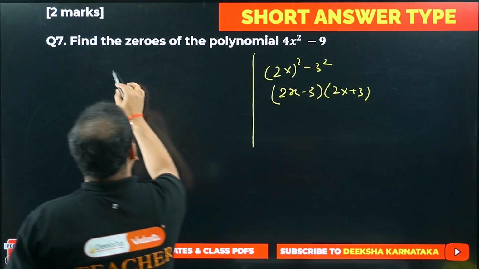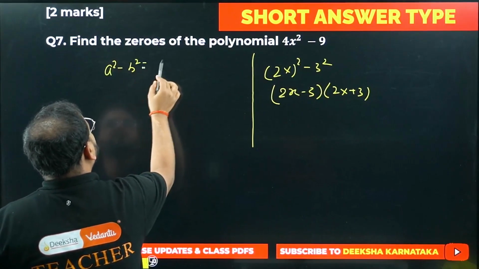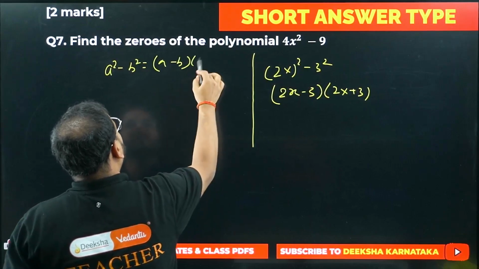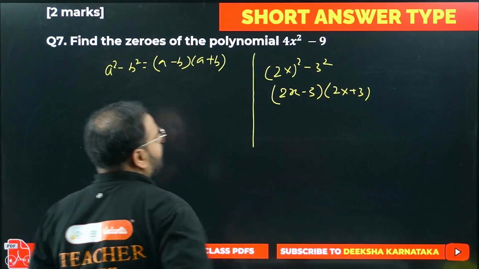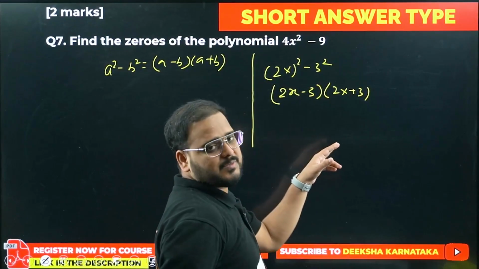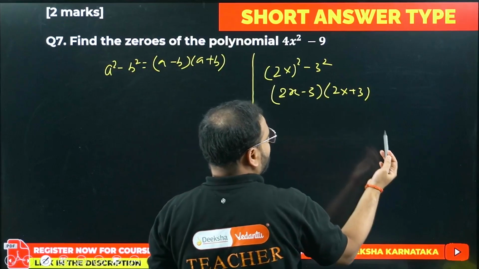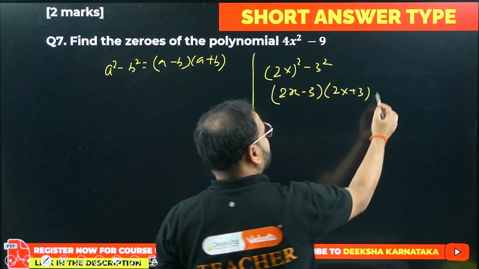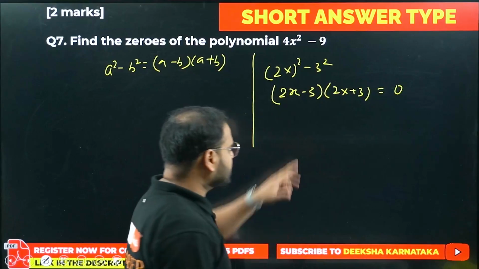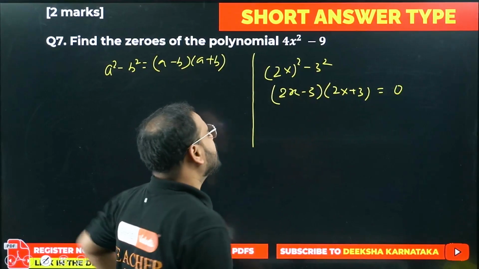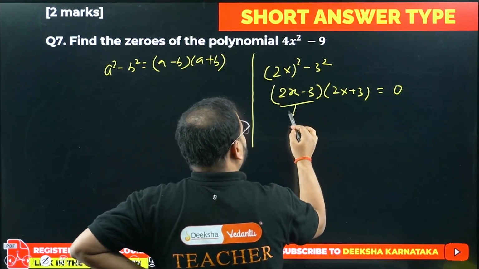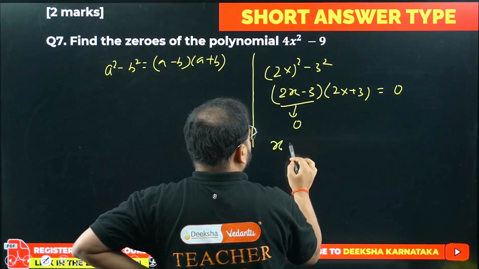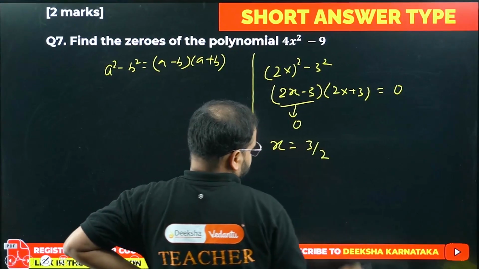Which formula? This formula, sir, if you remember: a² − b² = (a − b)(a + b). If somebody is missing it, I wrote it over here. Now for this to be 0 means what? I have to just equate it to 0. Means I have to look for those values of x which will make this polynomial equal to 0. Please check. When will this be 0? When x equals 3/2.